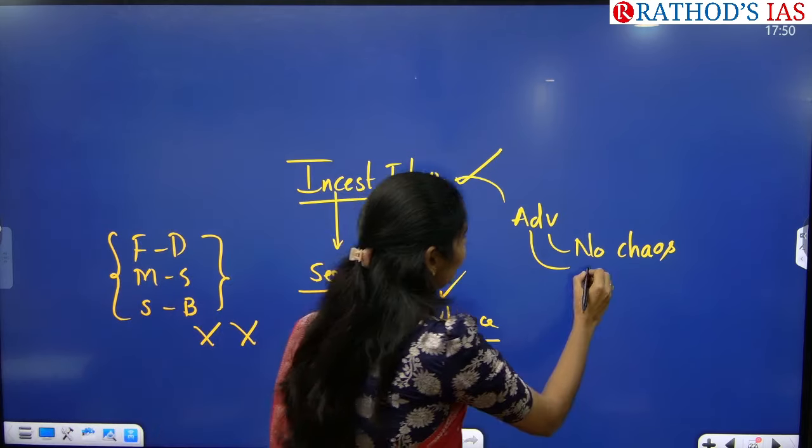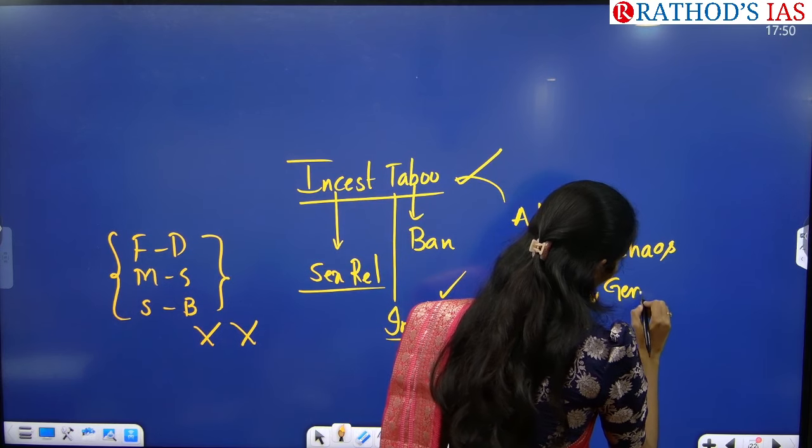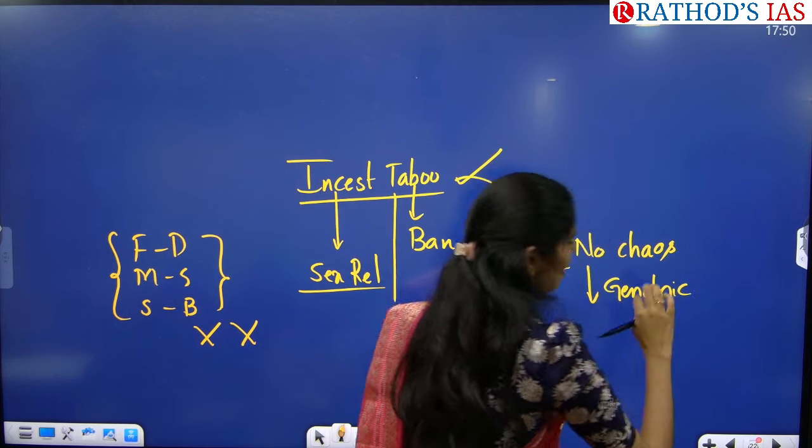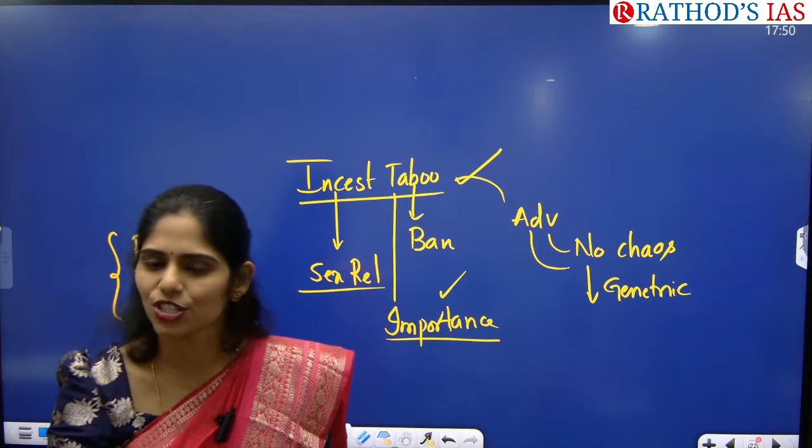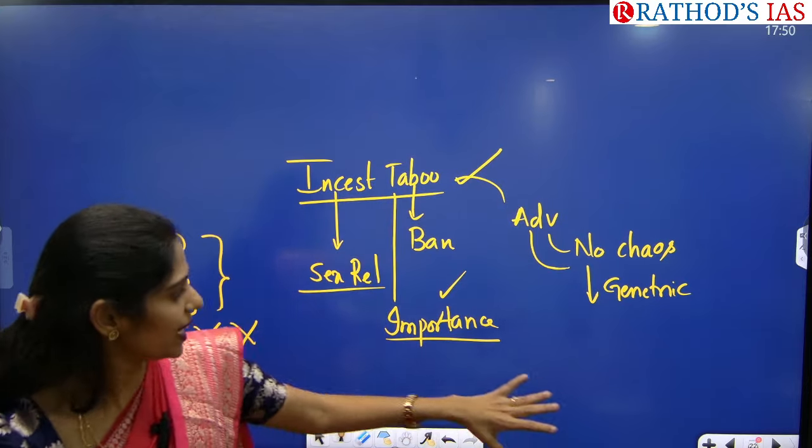Yes, we can decrease genetic diseases. Whenever breeding happens within the family, there is a high chance of getting genetic disorders. So we can restrict that.